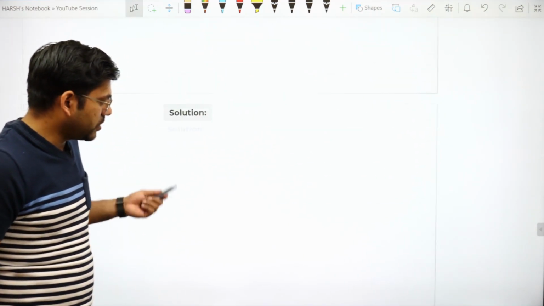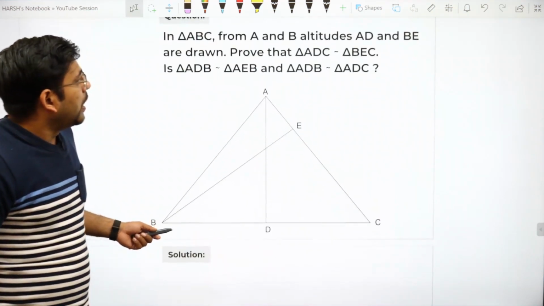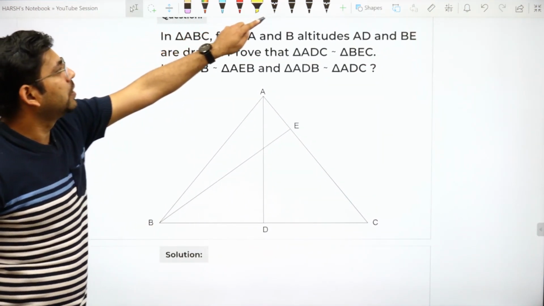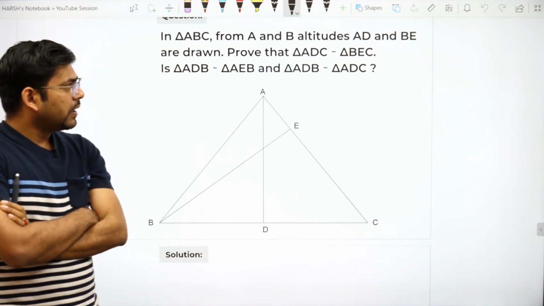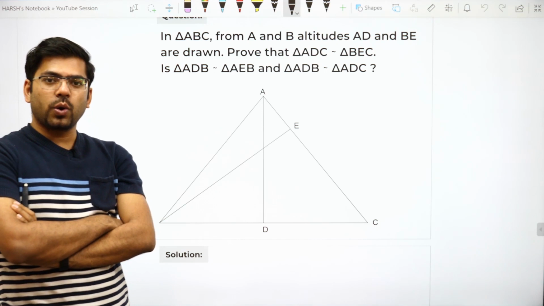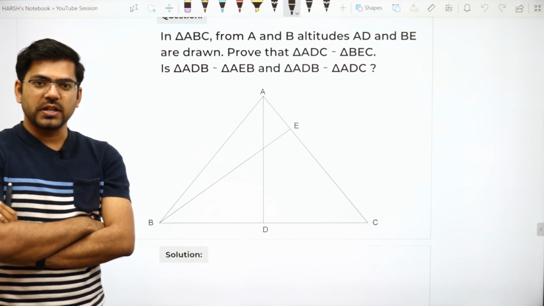Let's see the next question. And here goes the next one. It says that in triangle ABC, from A and B, altitudes AD and BE are drawn. Prove that ADC is similar to BEC.